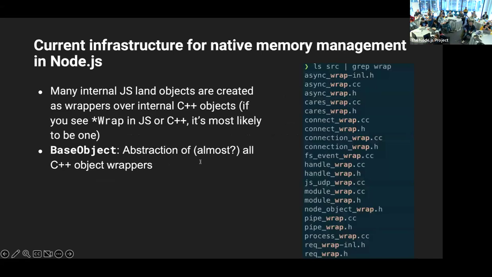Here is a short introduction about how native memory management works in Core. Internally, there are many JavaScript land objects created as wrappers over internal C++ objects. I did a ripgrep for wrap. Like all these files, they are basically C++ files for those wrapper objects. Most of them have the wrap suffix in the class name. So if you see any one of those classes, whether on the C++ side or the JavaScript side, that's usually a wrapper class. And almost all of them, though some got thinned out a bit, inherit from the class called BaseObject, which is in the base_object.h header file and base_object.cc.